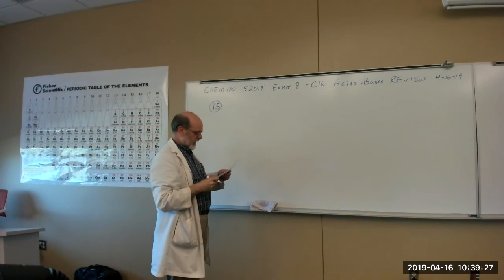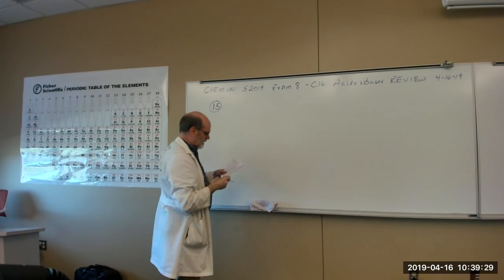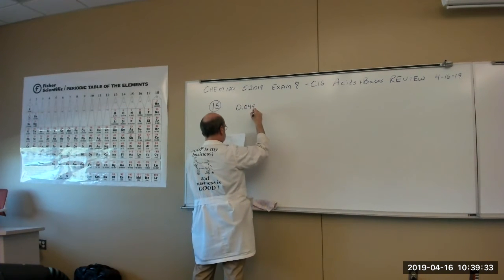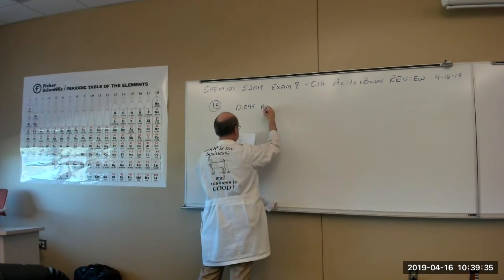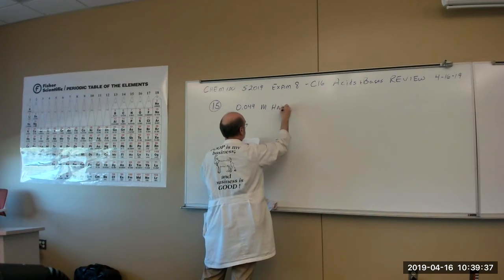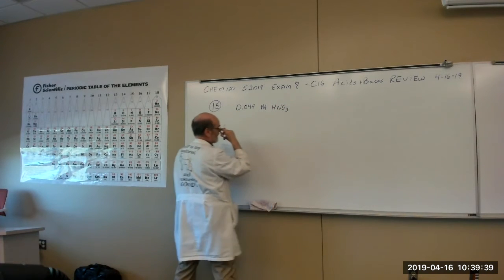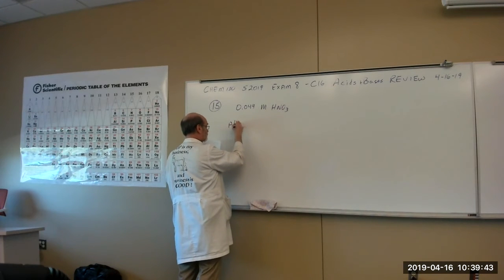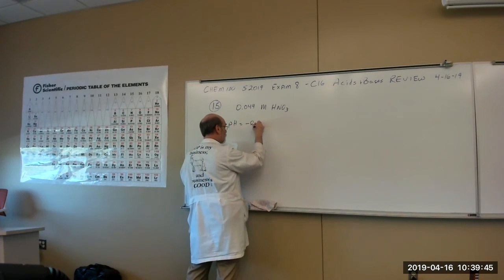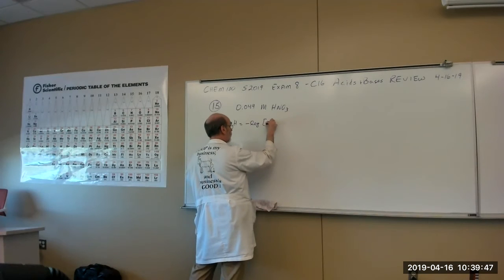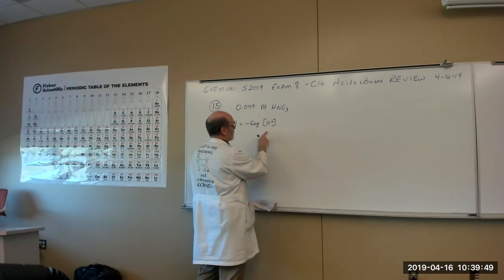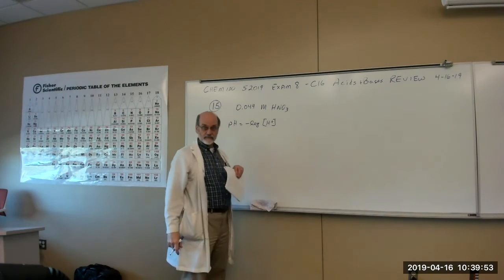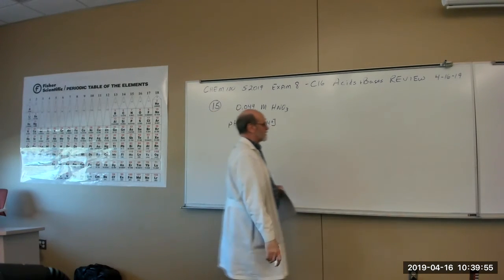Calculate the pH of an acid solution containing 0.044 molar HNO3. If we want to know the pH, we have to know that. And luckily, nitric acid is a strong acid. In fact, I didn't list the strong acids there.